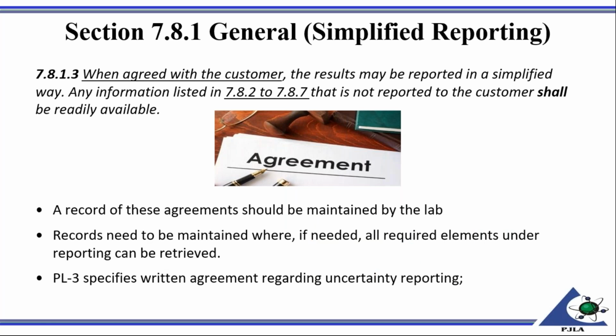7.8.1.3, and this area governs the simplified reporting that I briefly mentioned before. When agreed with the customer, again, the customer has to agree to this. This is outside of the norms. The results may be reported in a simplified way. Any information listed in 7.8.2 through 7.8.7 that is not reported to the customer shall be readily available. So even if you are simplifying the report, like you're not including all the information, you still need to maintain that information so that if you are asked, you can provide that.